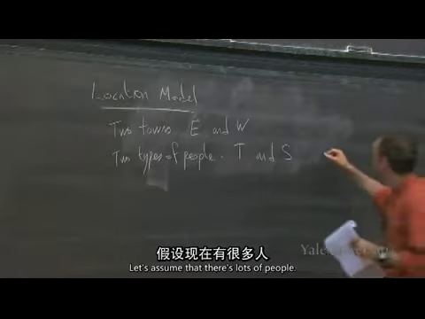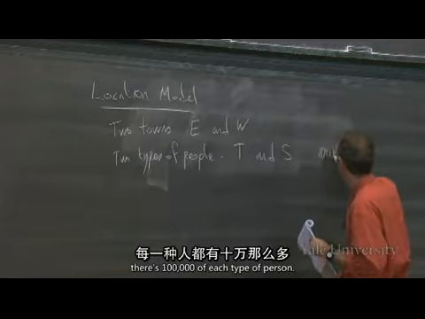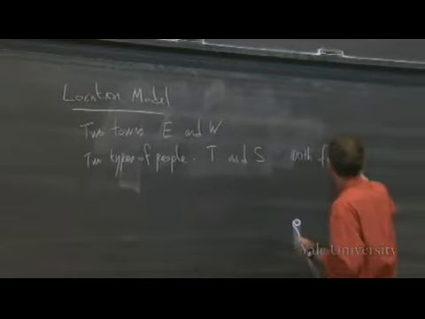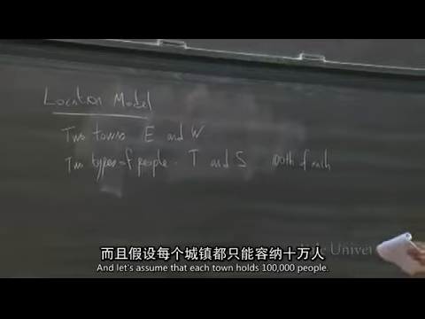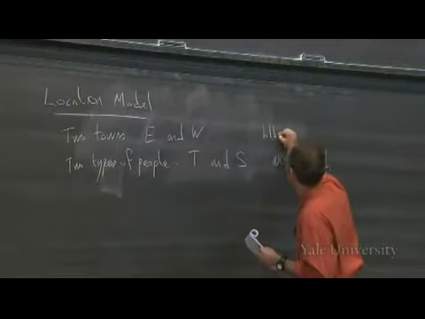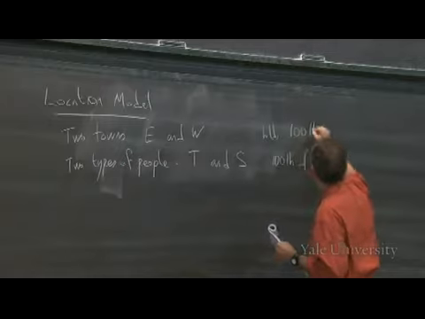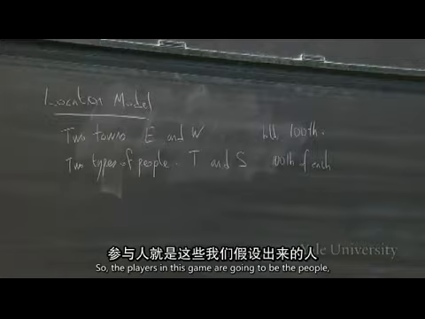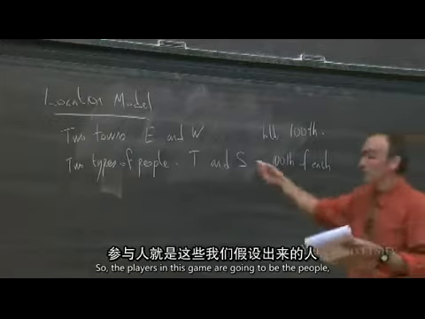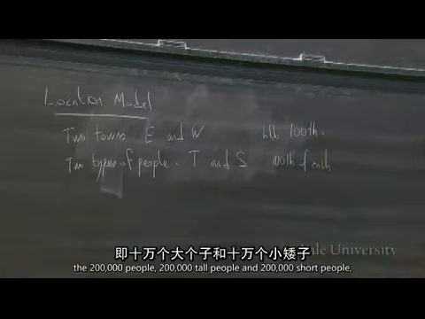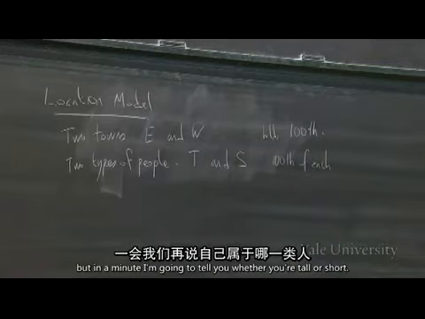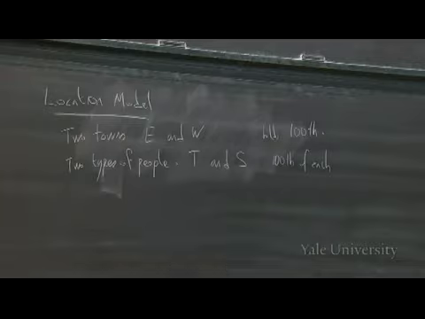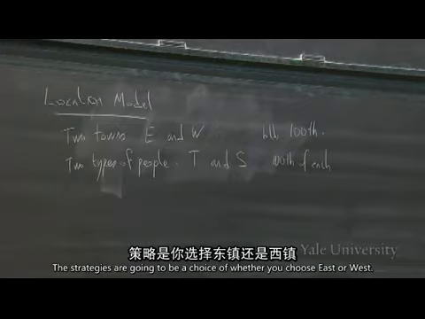Let's assume that there's lots of people. There's 100,000 of each type of person. And let's assume that each town holds 100,000 people. These are fairly big towns. All right. So the players in this game are going to be the people, the 100,000 tall people and 100,000 short people. But in a minute, I'm going to tell you whether you're tall or short. All right. So actually, you're going to be the players in this game. And the strategies are going to be a choice of whether you choose east or west.